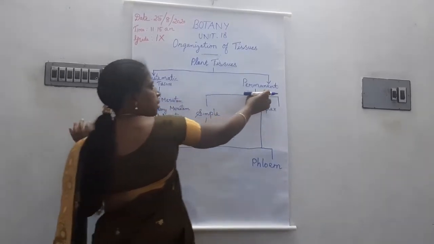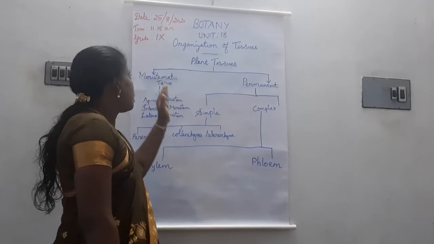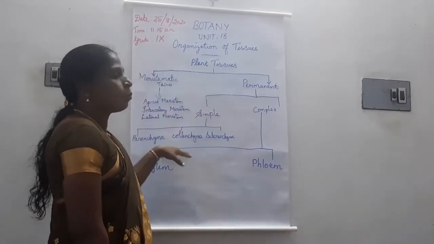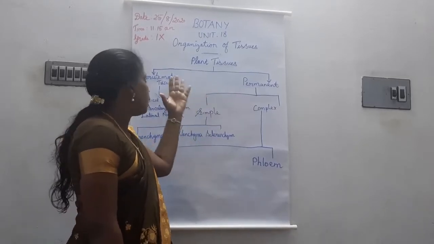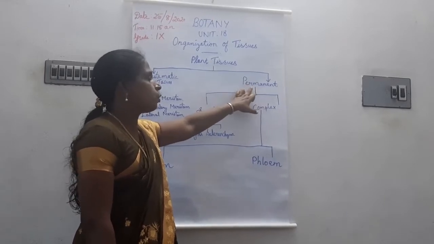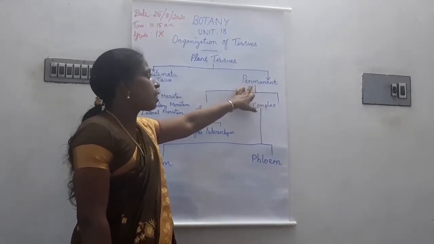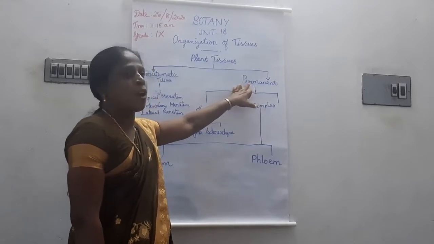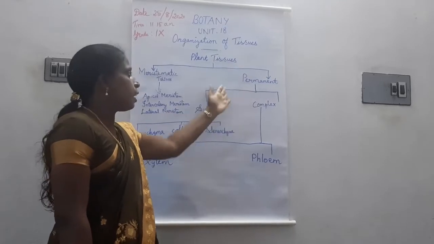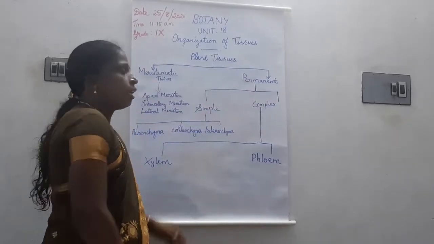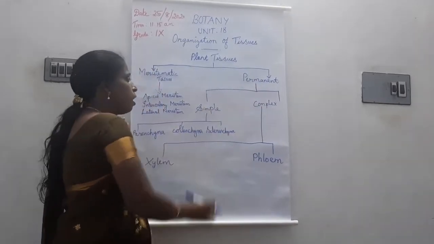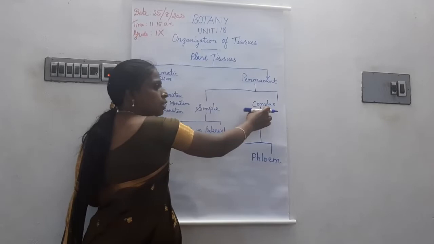Second one is permanent tissue. What is permanent tissue? These meristematic tissues, after some days, stop dividing and these cells become permanent tissue. This permanent tissue consists of mature cells and is incapable of division. These permanent tissues are mainly classified into two types. They are simple tissues and complex tissues.